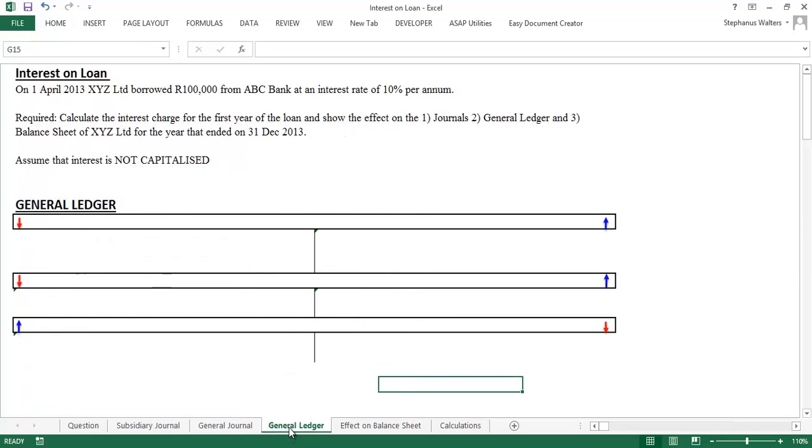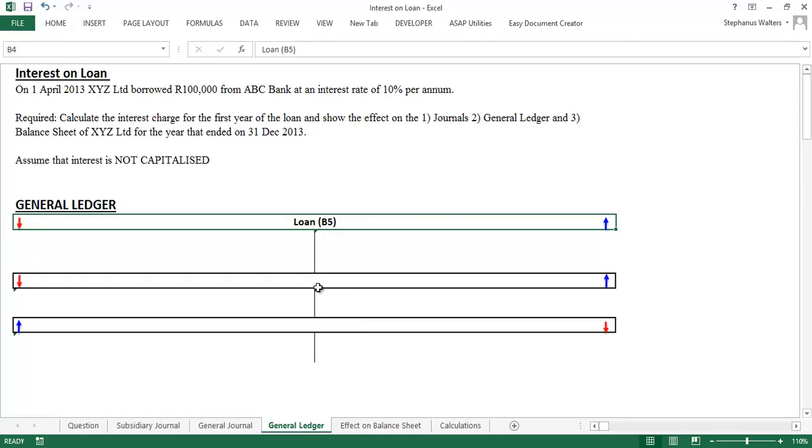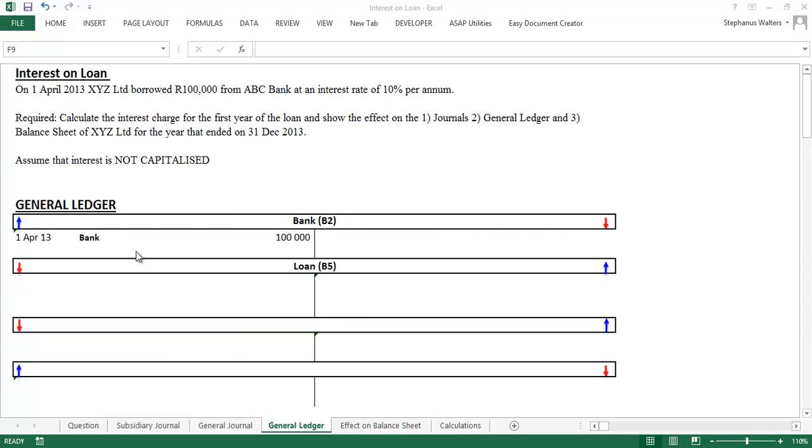And finally, just to show the effect of this in the ledger, number one, the receiving of the 100,000 Rand, that will affect our bank account, which I'm not sure whether we have here. Sorry about that. We don't have the bank account here, but there you go. I have added the bank account, so we can now record the transaction.